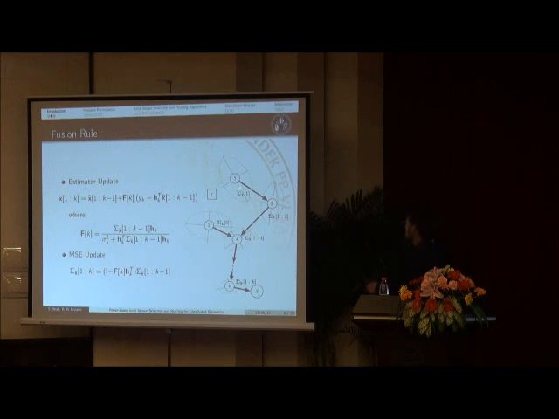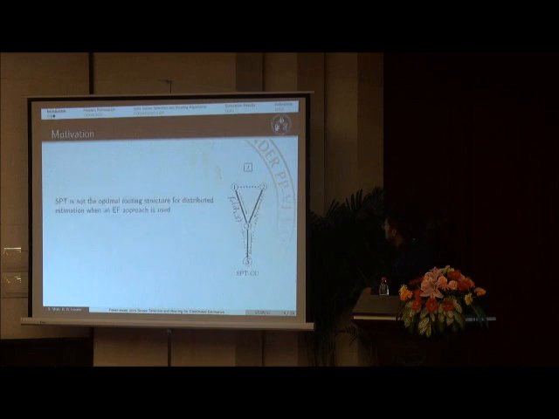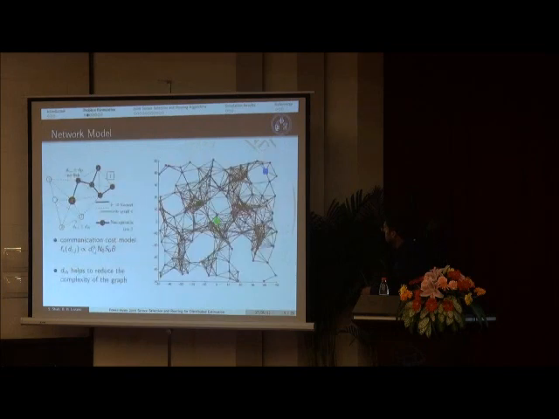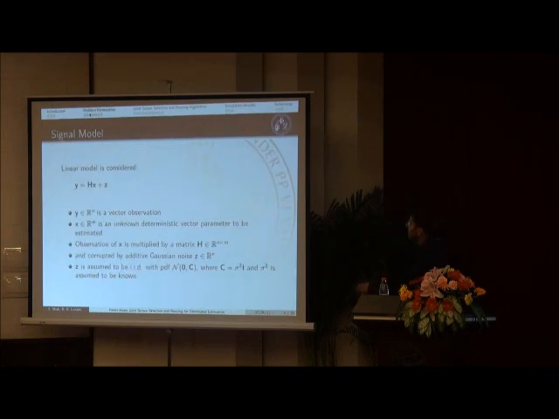So as we choose the measurements, the error has to be reduced. I think I can skip this one because I already explained. Here, we use the linear model, but with vector measurement. So y lies in R^n, where n is the number of sensors. So y has n measurements, and x is the vector of parameters that we are going to estimate.